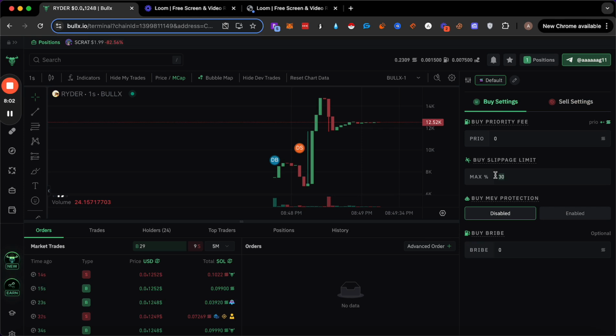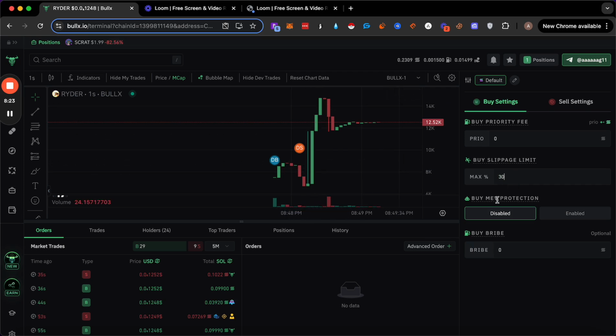Usually, you're still going to be able to get in, and you're not going to want to buy a token. Like, let's say I was pressing the buy button here, and then the price jumped up to here, right? Then I probably wouldn't want to buy it, because the price jumped up. So this is what the slippage thing does.